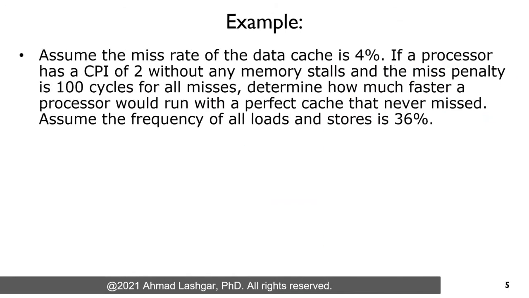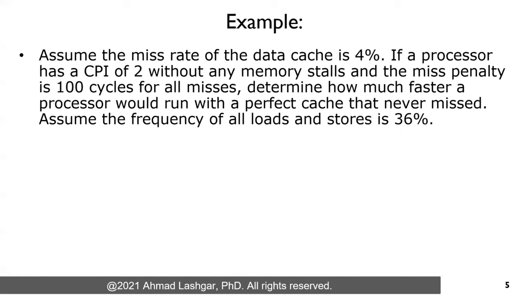Assume the miss rate of the data cache is 4%. If a processor has a CPI of 2 without memory stalls, meaning the perfect CPI of the processor, and the miss penalty is 100 clock cycles for all misses, determine how much faster a processor would run with a perfect cache that never missed. Assume the frequency of all loads and stores is 36%.